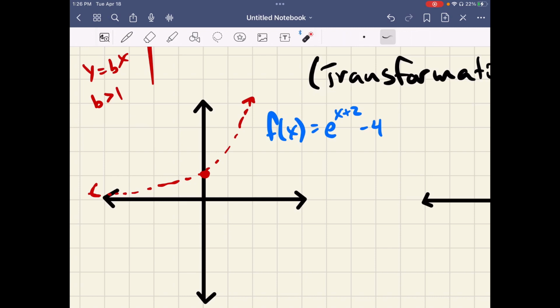So the -4, that's a pretty simple one. That's going to affect me vertically. So I'm going to take that point 0, 1, I'm going to move it down 4 units, right? So I'm going to go down 1, 2, 3, 4.